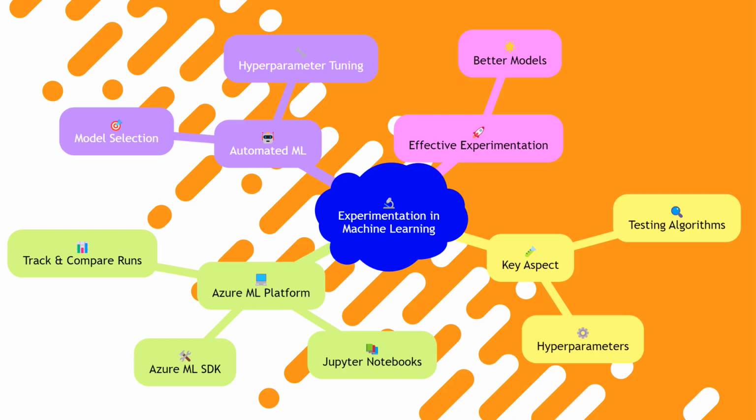Experimentation is a key aspect of machine learning, involving the testing of different algorithms and hyperparameters to find the best model. Azure ML provides a robust experimentation platform, allowing you to track and compare multiple runs. You can use tools like Jupyter Notebooks and the Azure ML SDK to conduct experiments and train models. The workspace also supports automated machine learning, which simplifies the process of model selection and hyperparameter tuning. Effective experimentation leads to better performing models.